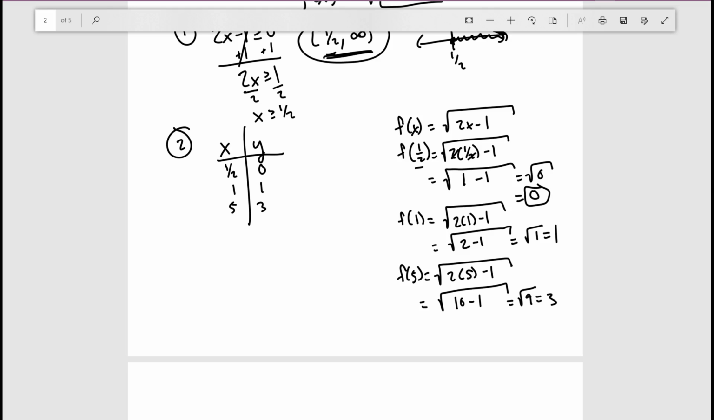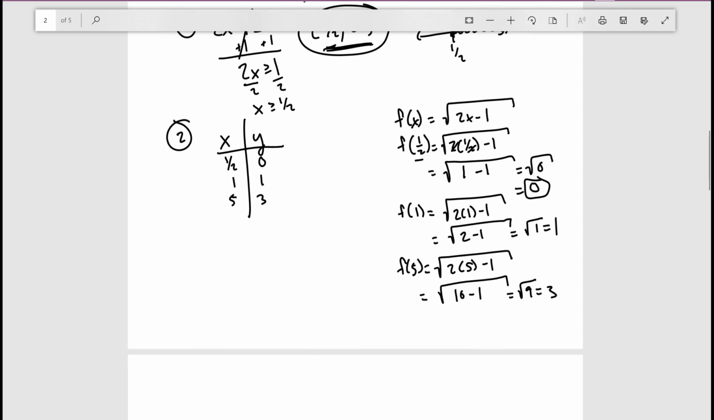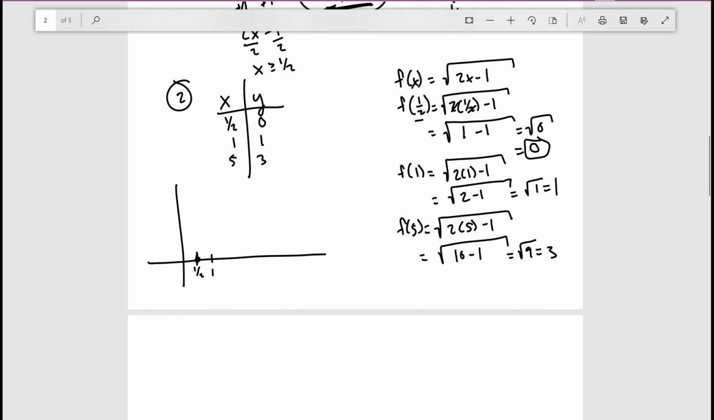And you can keep doing these more and more. Usually 3 points is nice. So let's go ahead and plot this. Let's say this is 1, so let's say this must be 1/2. When x was 1/2, the answer was 0. When x was 1, y was 1. When x was 5, 1, 2, 3, 4, 5, my y value was 3. 1, 2, 3. Okay, there you go. So all I got to do is just connect these dots, and that's going to be my final answer.